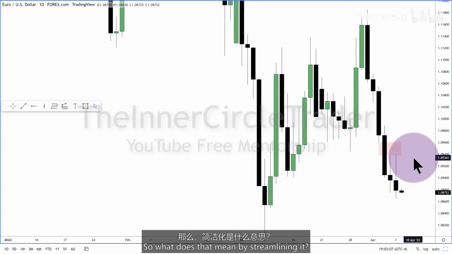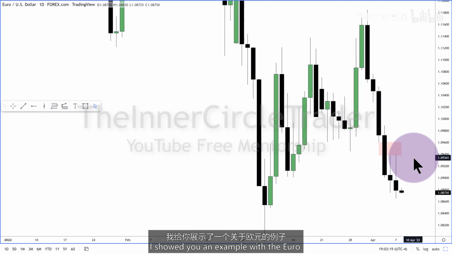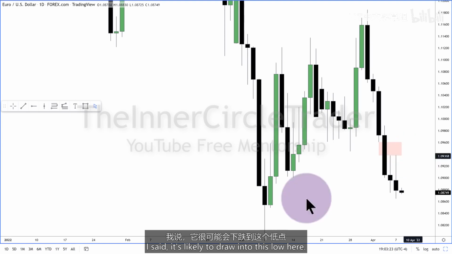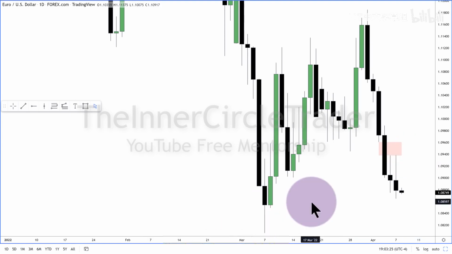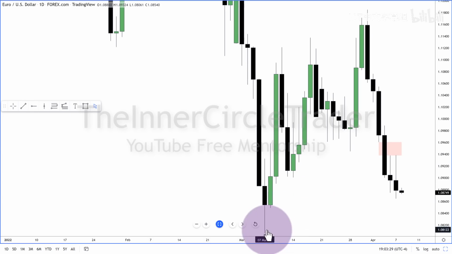So what does that mean by streamlining it? And what is the step-by-step process? Because I already told you the bias I've had on this currency when I taught on Tuesday. I gave you a Forex lesson. I showed you an example with the euro. I said it's likely to draw into this low here. Now here's the wonderful thing. We don't even need it to go down to that low to find profitability.